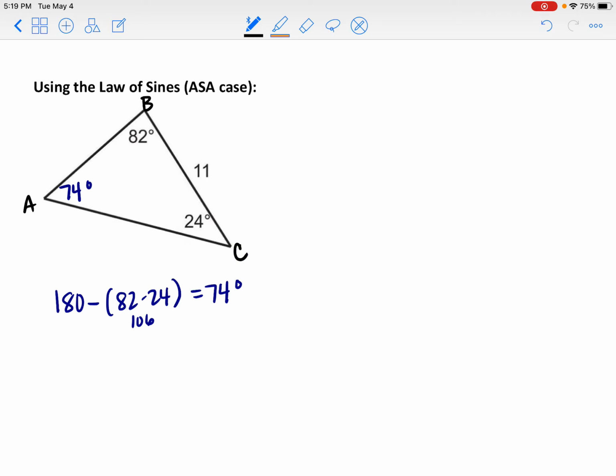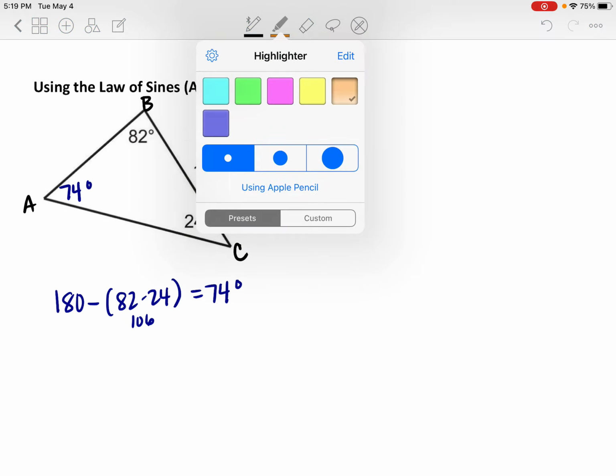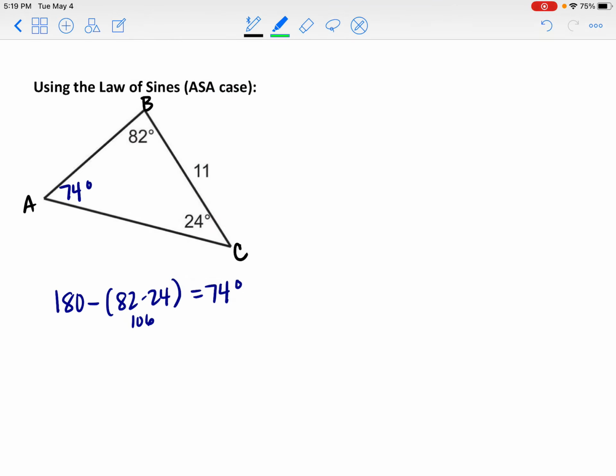So I have angle A and I have the side that is opposite of angle A. So I have this is my known, okay, this angle, this side.